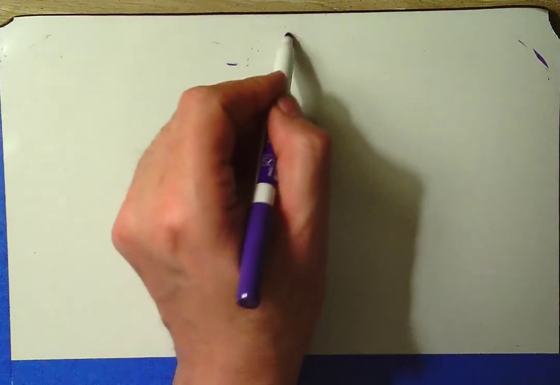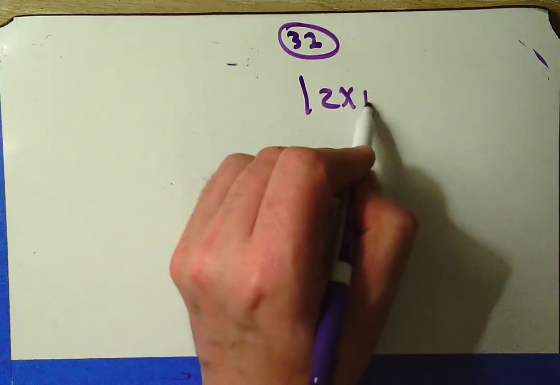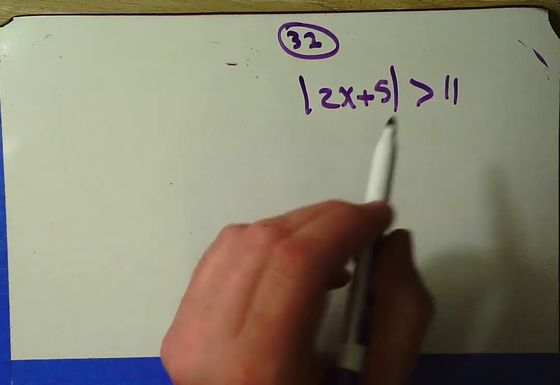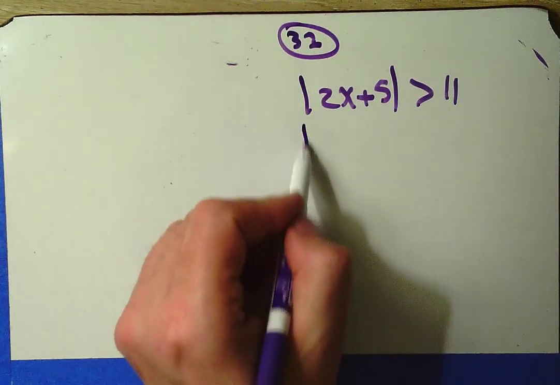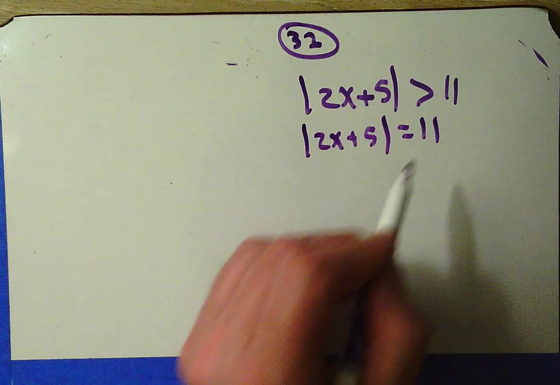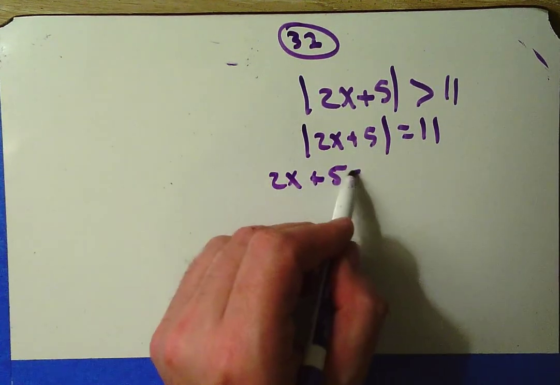32. How many integer values of x satisfy the inequality absolute value of 2x plus 5 is greater than 11? Well, we could do this graphically, but I think I'm going to turn this into an equation and write the positive and negative components.